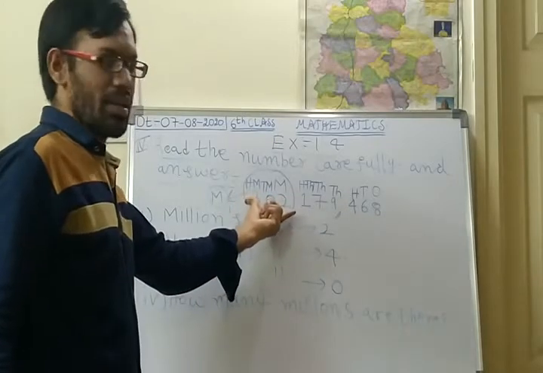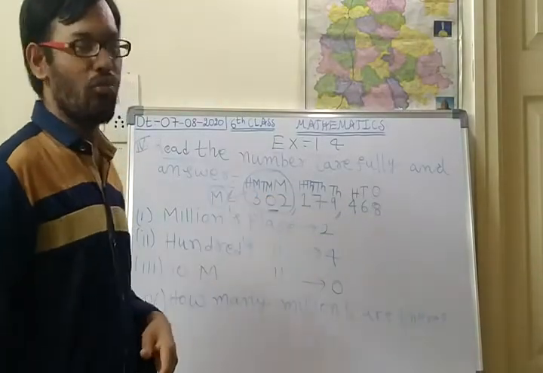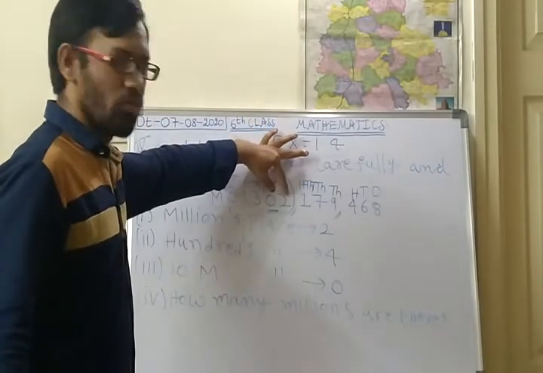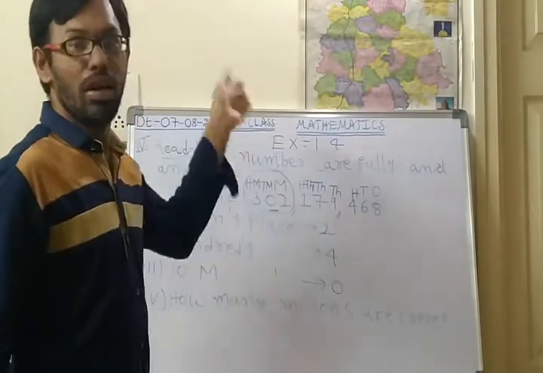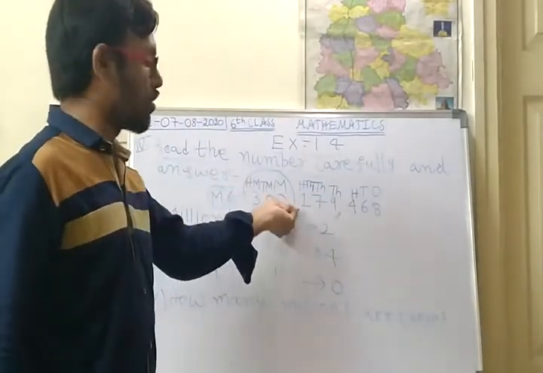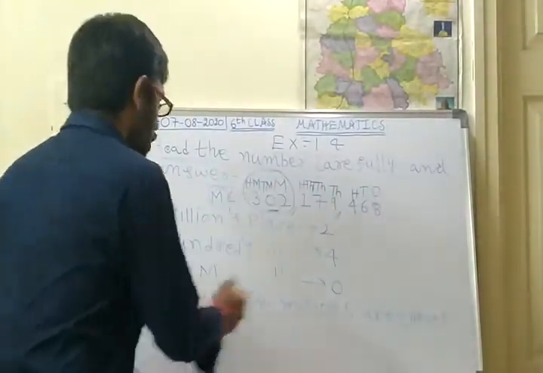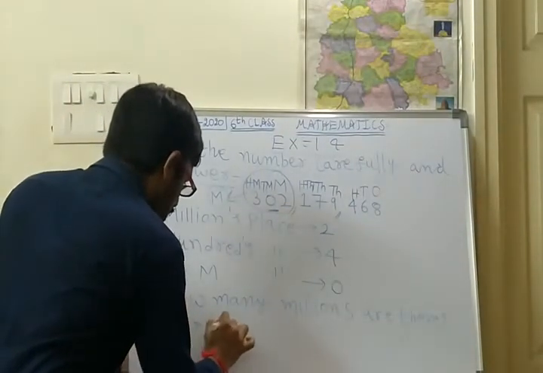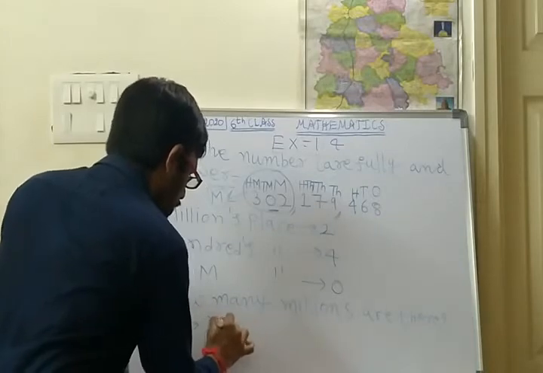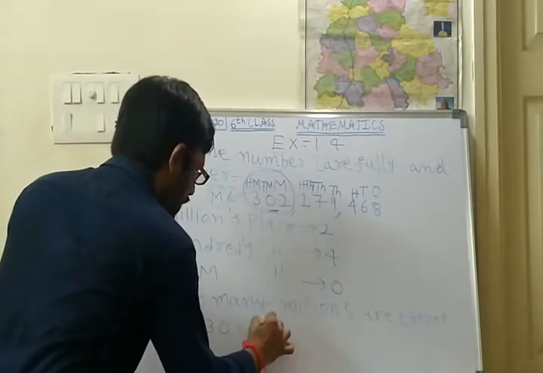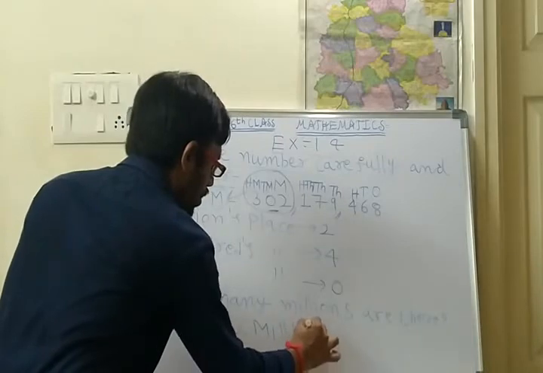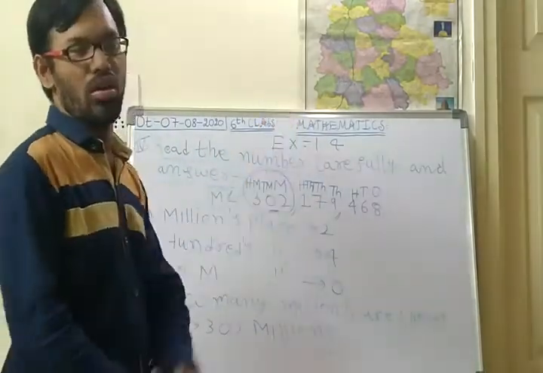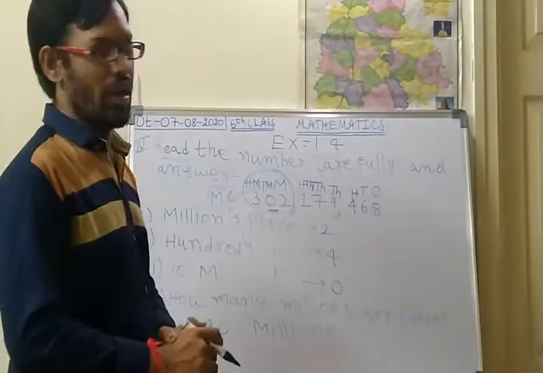So in the number name, what will we write? 302 millions we will write. So how many millions are there? The answer is 302 millions. 302 millions are there in this number. Okay, like this you have to write the answers to these questions.